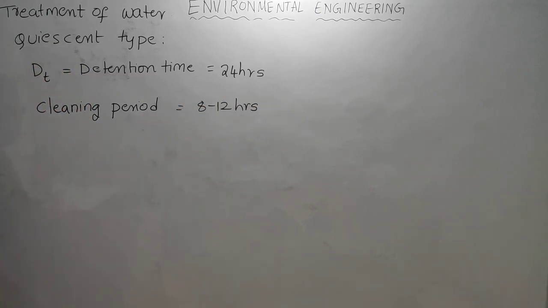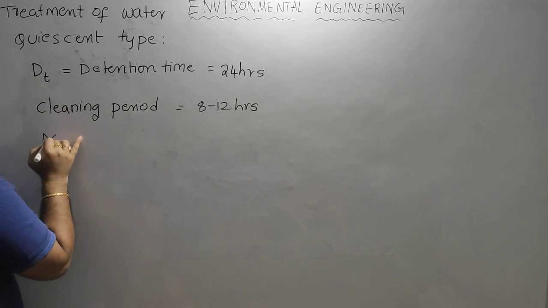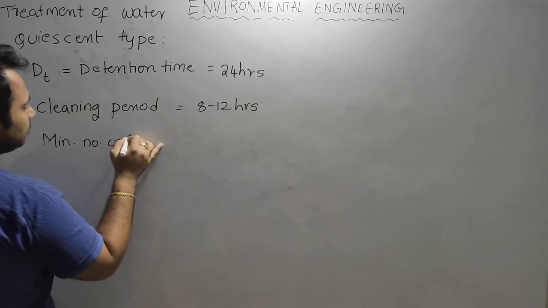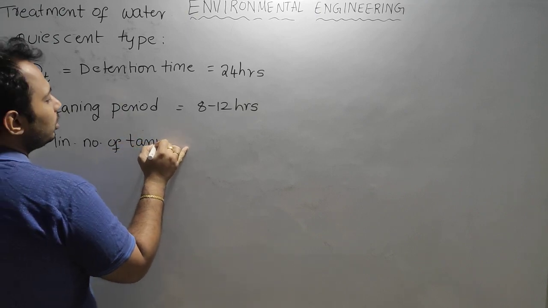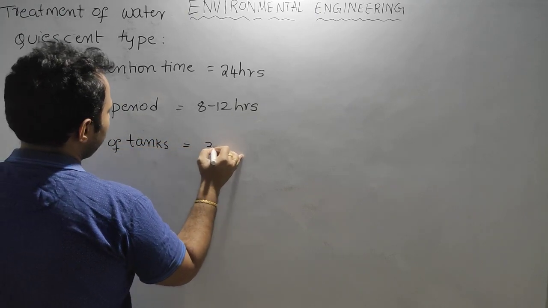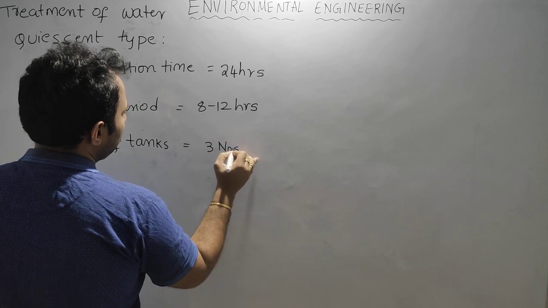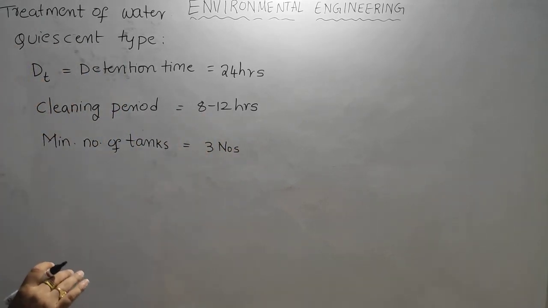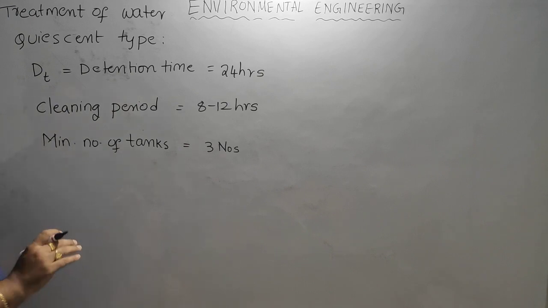Now that is why a minimum number of 3 are needed. So the minimum number of tanks needed is equal to 3, because for every 8 hours, 1 will go to maintenance. That means we need at least 3 to serve 24 hours. So we know the number of tanks needed is 3.